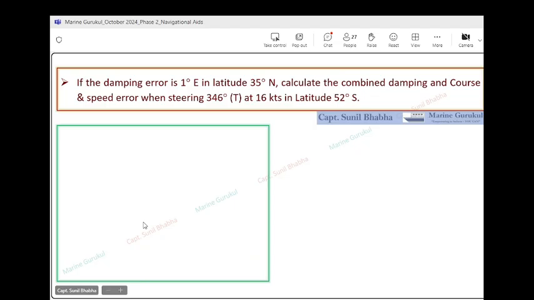Moving on to the next question. Question number 2 says, if the damping error is 1 degree east in latitude 35 degrees north, calculate the combined damping and course and speed error when steering 346 degrees true at 16 knots in latitude 52 degrees south. So beta, is the question clear? Any doubts in the question?